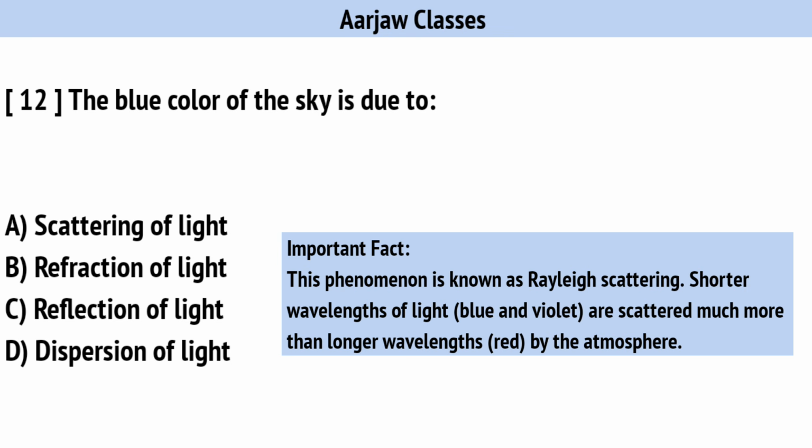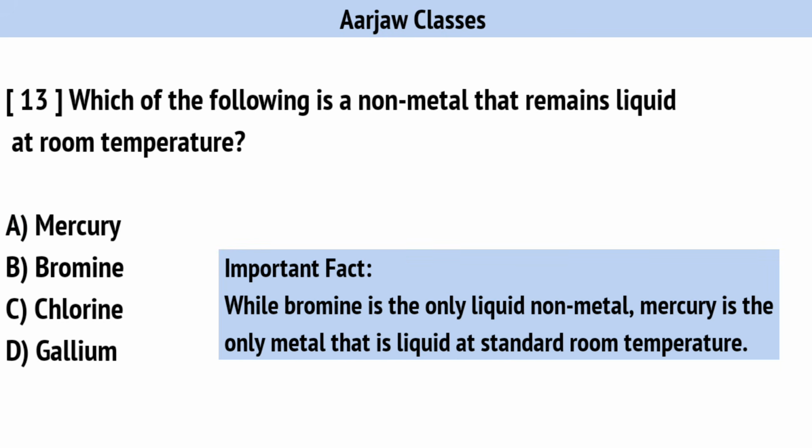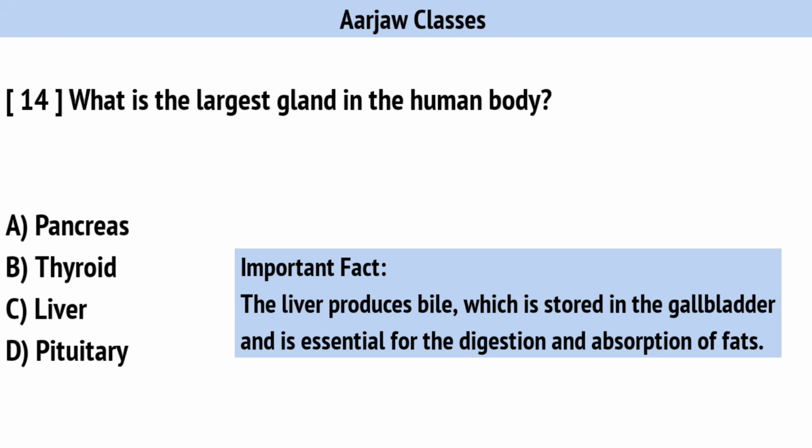The blue color of the sky is due to? Right option is A, scattering of light. Which of the following is a nonmetal that remains liquid at room temperature? Right option is B, bromine. What is the largest gland in the human body? Correct option is C, liver.